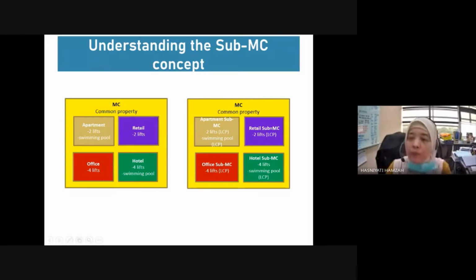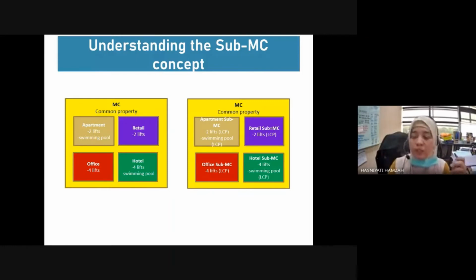Same thing with the retail sub-MC. The users of the retail now, they have to pay 1 invoice which comes from the retail sub-MC pertaining to the 2 lifts. Okay, plus another invoice coming from the MC pertaining to the common property. Invoice pertaining to what? Pertaining to the maintenance and management.